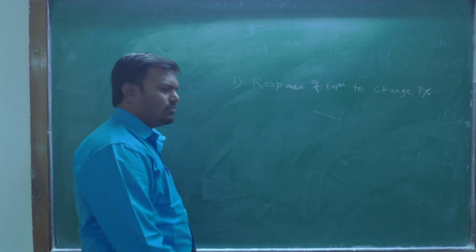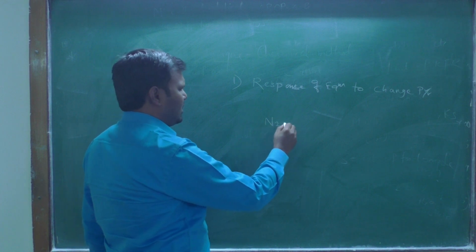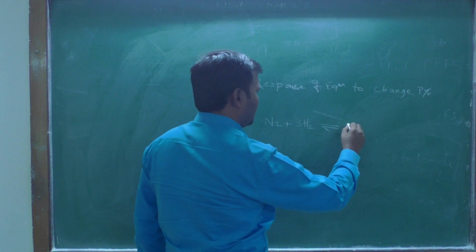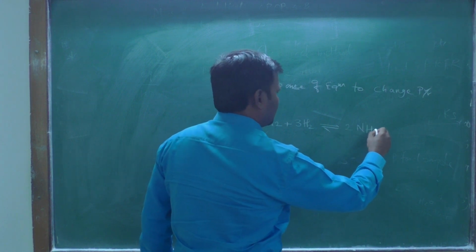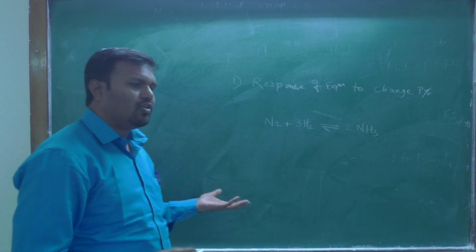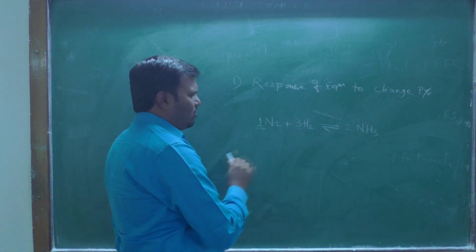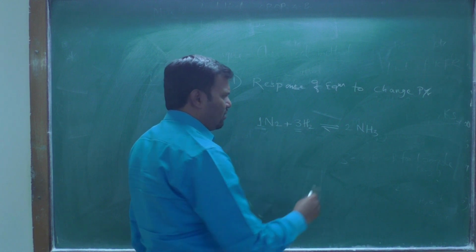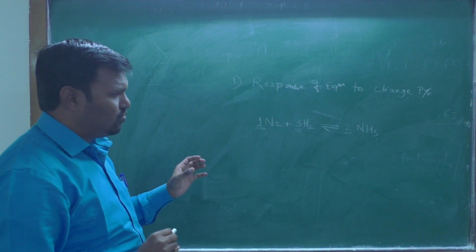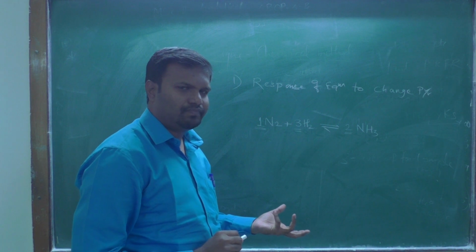Okay, suppose we have an example, N2 plus 3H2, the ammonia production, that is the Haber ammonia process. In this equation, nitrogen has 1 mole and hydrogen has 3 moles, and the product obtained is 2 moles. From reactant you obtain the product, and a different number of moles of product is obtained.